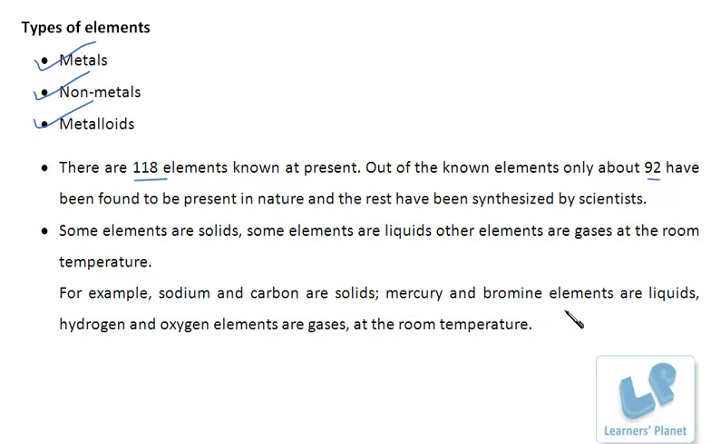Mercury and bromine are liquids. Mercury, you must have seen in thermometers, exists as a liquid, and bromine also exists as a liquid. Hydrogen and oxygen are gases at room temperature. So elements may exist in all three states. Now let's discuss metals. What are metals and what are the characteristic properties of metals?